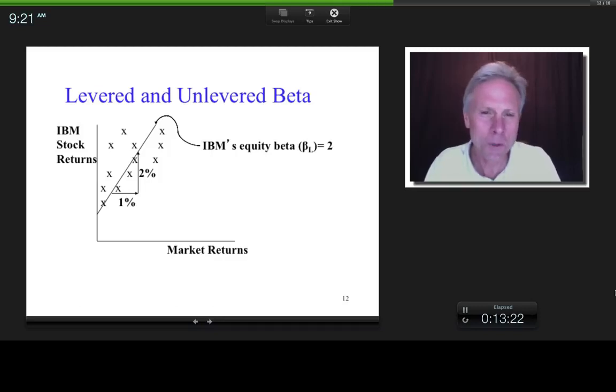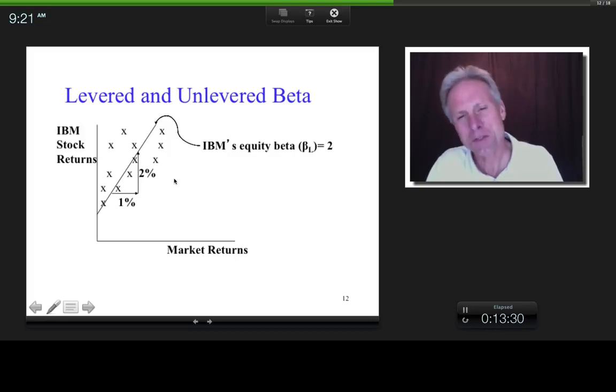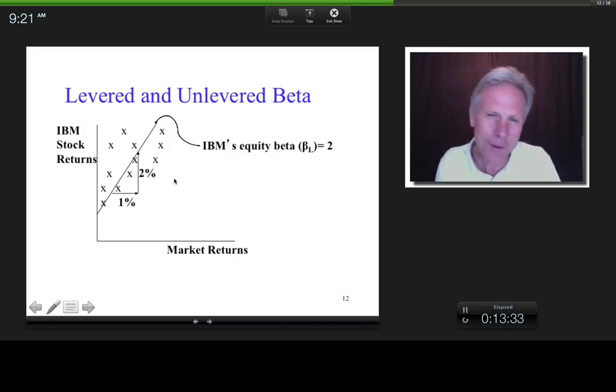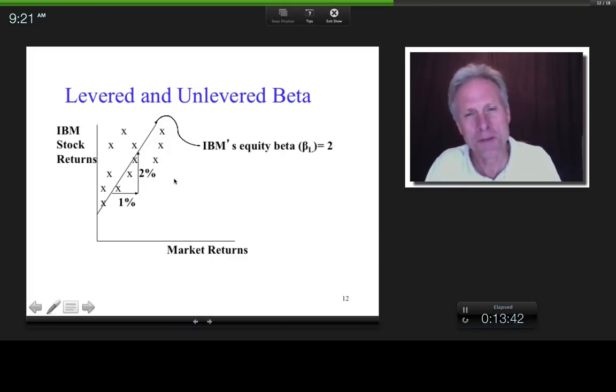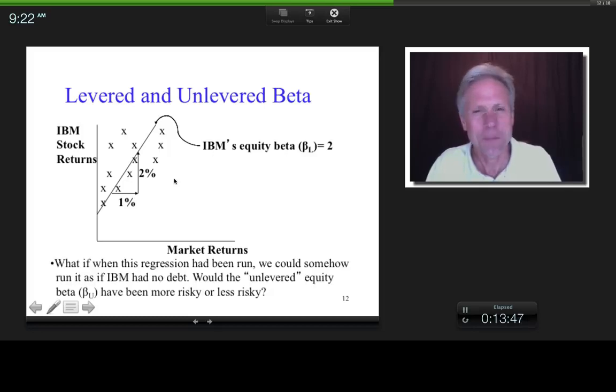So here's my question for you, okay? What if, when this regression had been run, I could somehow say, hypothetically speaking, I wonder what that beta would have been if we could back out debt. If we could somehow say, I wonder what it would have been if there'd been no debt. And by the way, that's what we call the unlevered beta. So it's a hypothetical number, because yes, IBM had debt, but what would it have been if, for whatever reason, we wanted to say, what would this number look like if there were no debt?